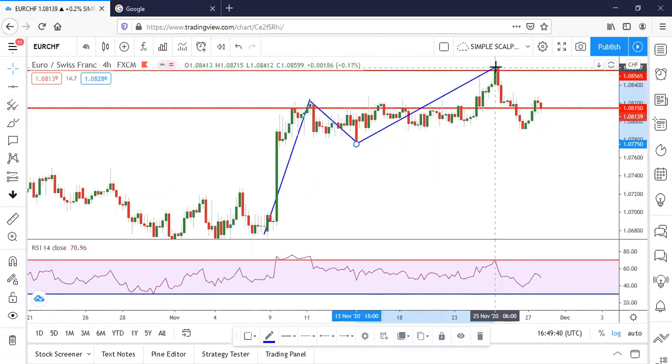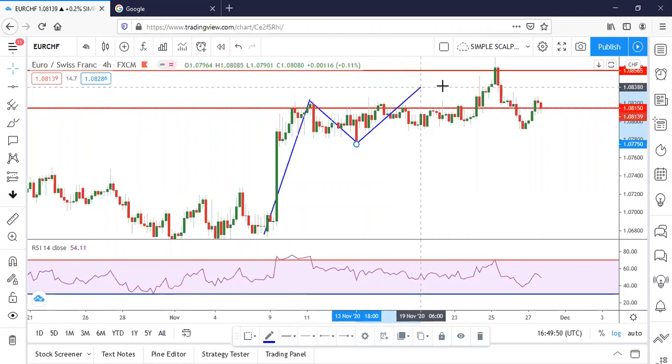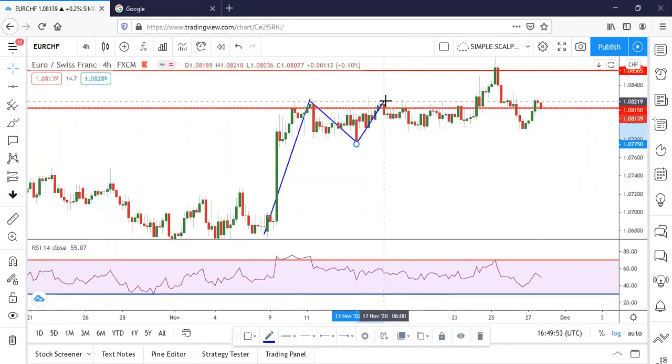I want to see a higher high. Okay, even if it goes up a little bit like this, since this high has been broken, that is when I want to take my own divergence.